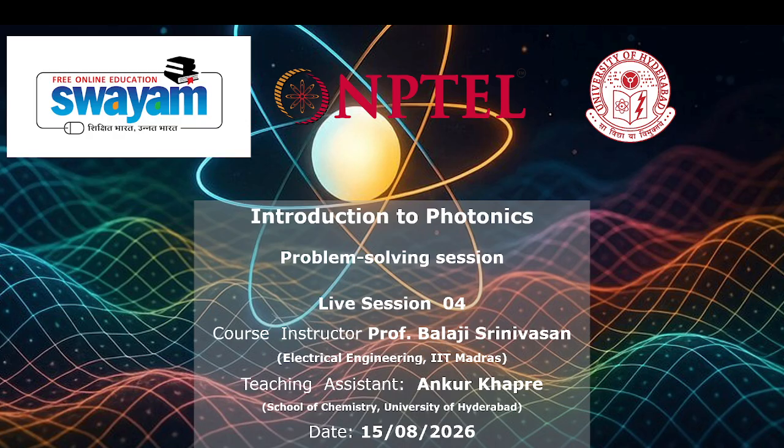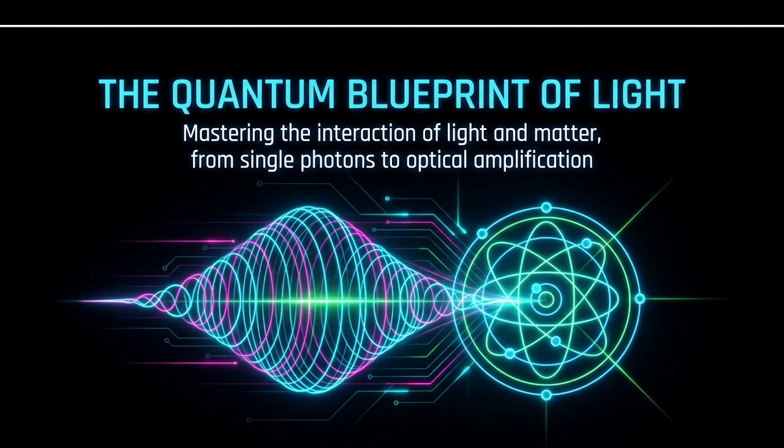We will discuss a few short details about the week 4 course. So we'll start from the quantum blueprint of light. As we have already discussed in the previous 3 weeks the ray nature of light, wave nature of light, and electromagnetic wave nature of light, now we are discussing the photonic level, the quantum level nature of light. To master this interaction of light and matter, from single photon to optical amplification, we are going to discuss in this.